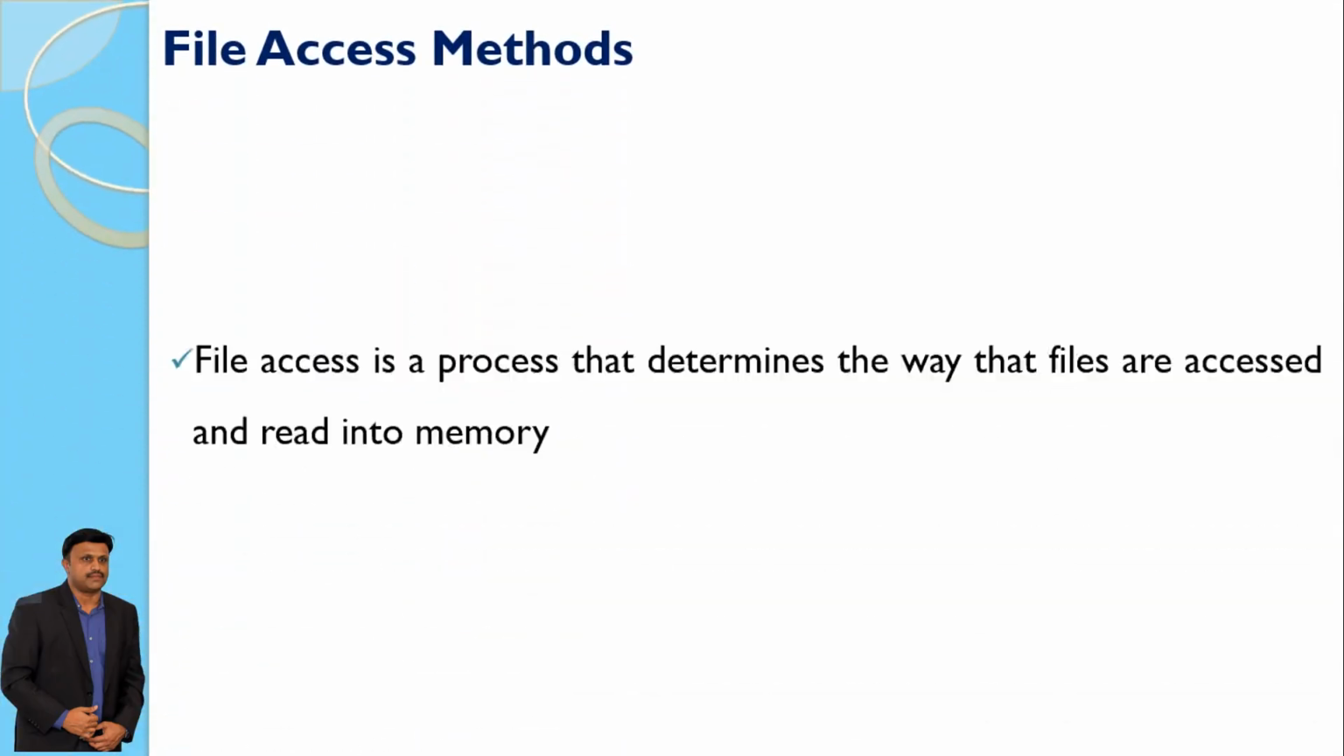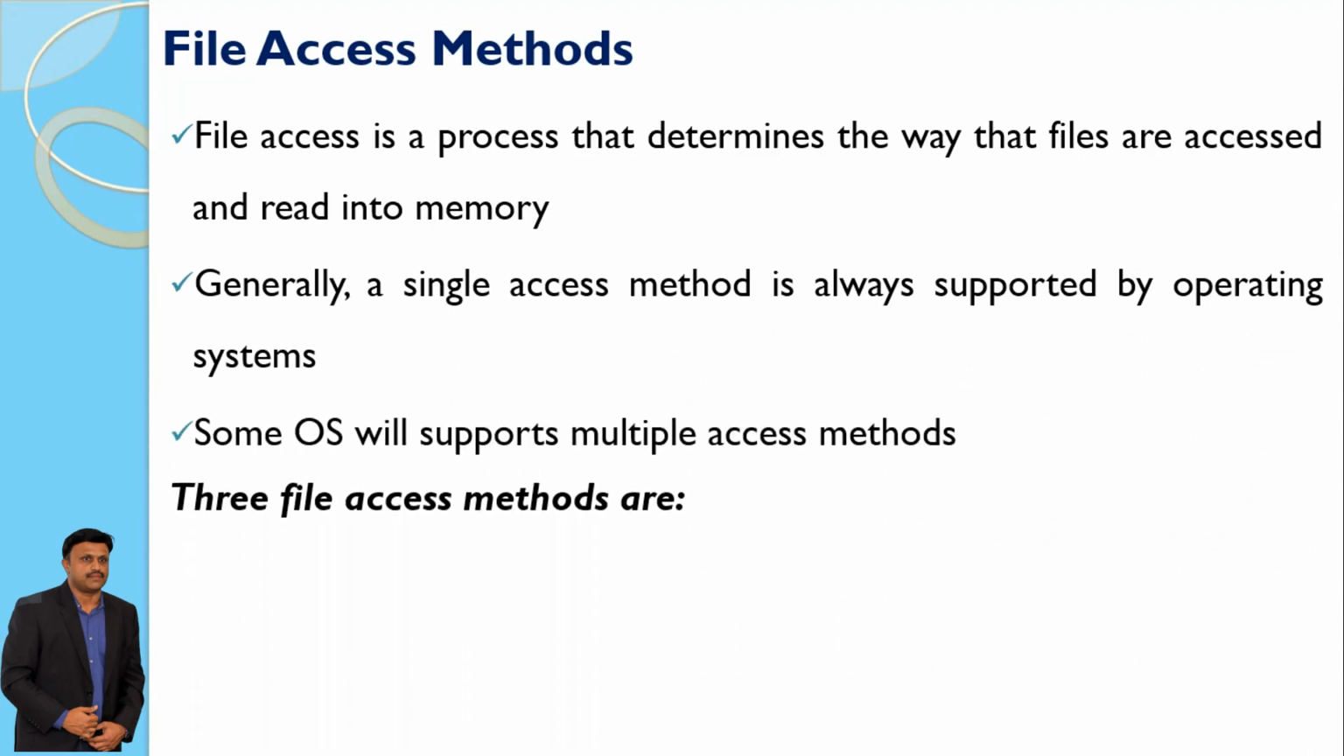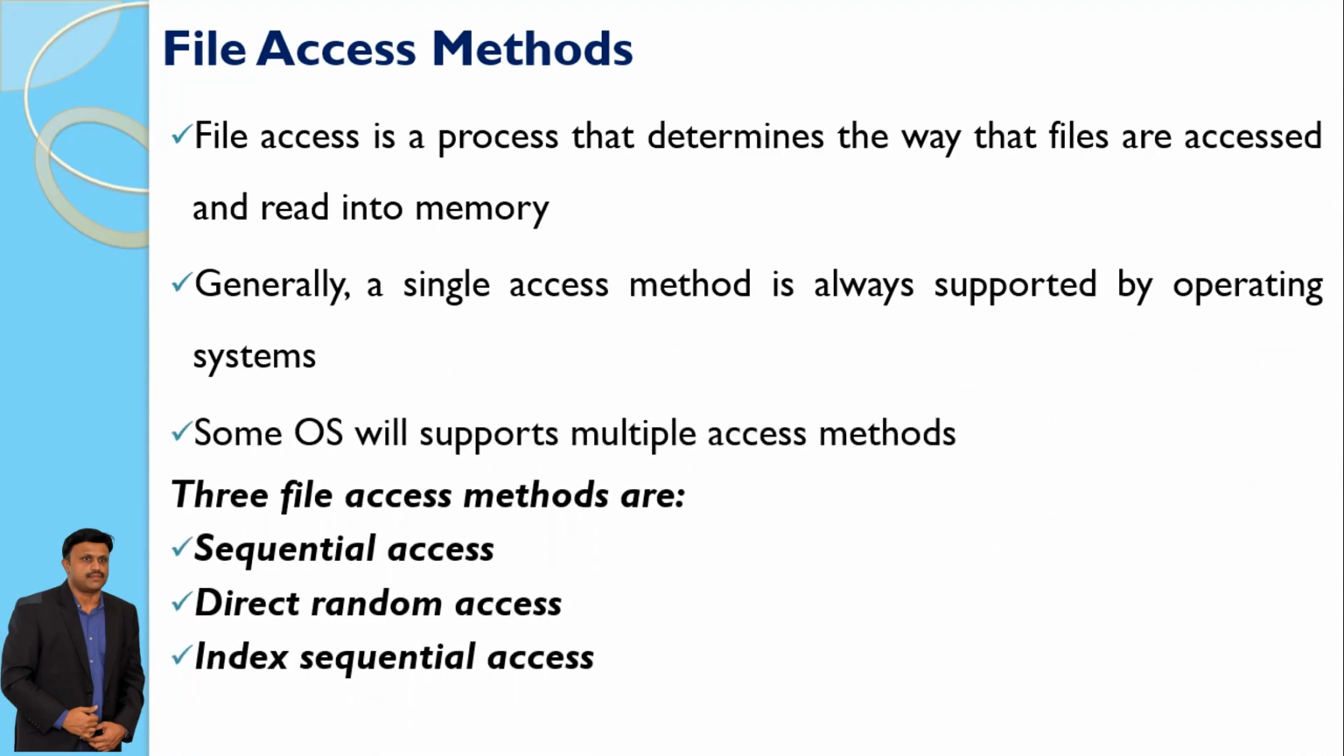File access methods determine how files are accessed and read into memory. Operating systems generally support single or multiple access methods, including sequential, direct random, and index sequential access.